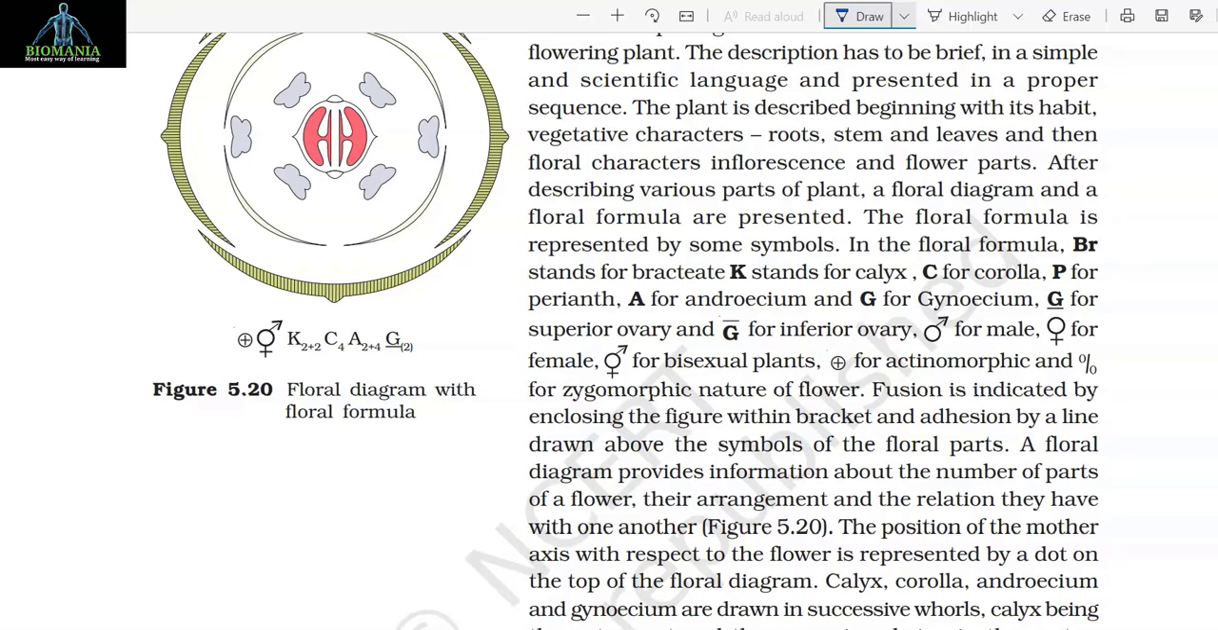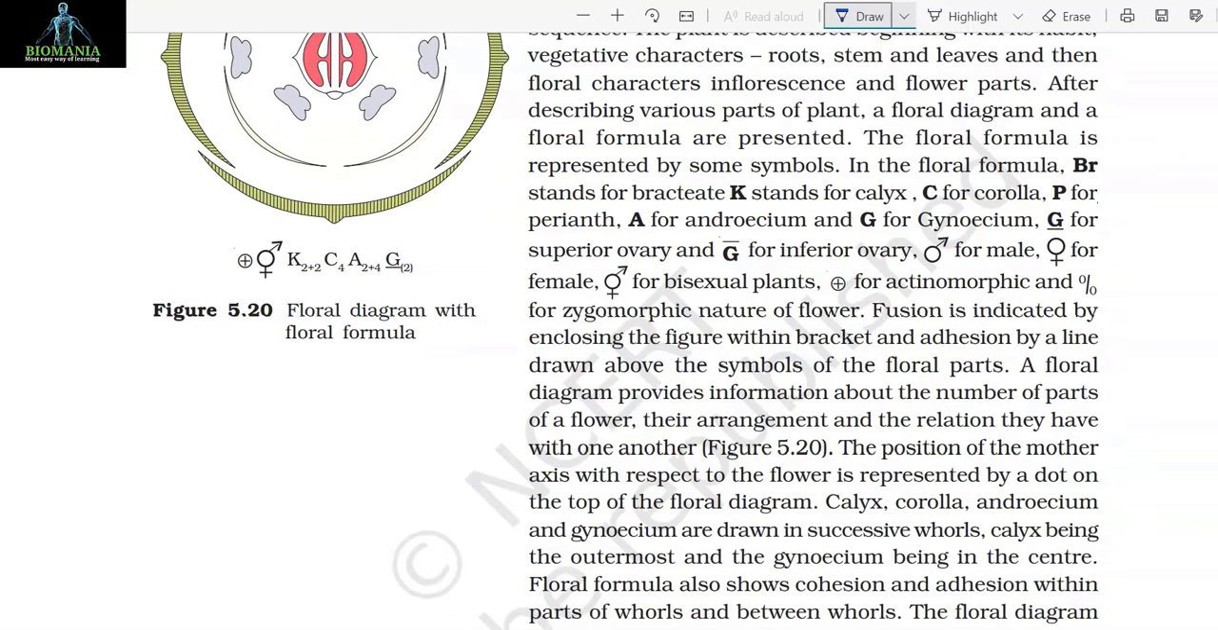The floral formula is represented by some symbols. In the floral formula, Br stands for bracteate, K stands for calyx, C stands for corolla, P for perianth, A for androecium and G for gynoecium. Line below the G is superior ovary and line above the G is for inferior ovary.